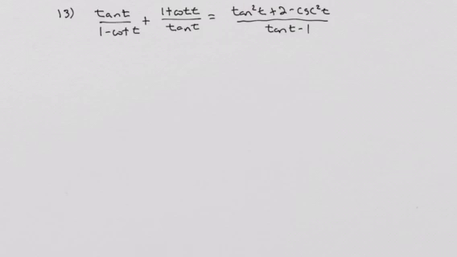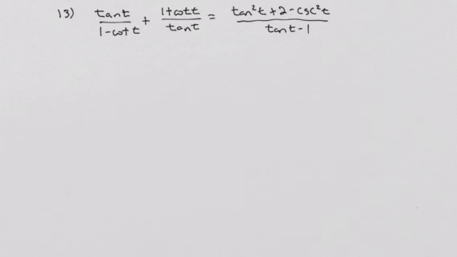This is 13. And you might notice that on the right side, we have just a single fraction. On the left side, we have two fractions. So one thing we might think about doing is get a common denominator on the left to turn that into one fraction. What would that common denominator be? I have no common factors in these two denominators. So I got to multiply top and bottom of this fraction by tan t, this denominator, and top and bottom of this fraction by 1 minus cotangent of t.